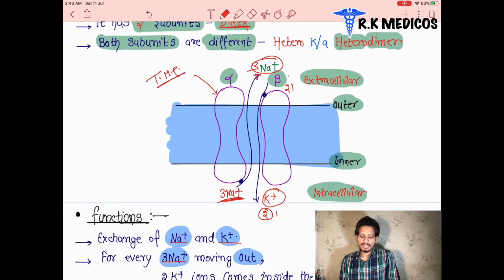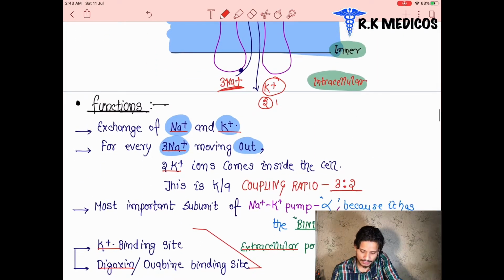This is the main role of the sodium potassium pump. They basically maintain the electrical potential inside these cells. They maintain the electronegativity inside the cells and electropositivity outside the cells. We can see here 2 potassium ions come inside the cells. Till now everything is clear.